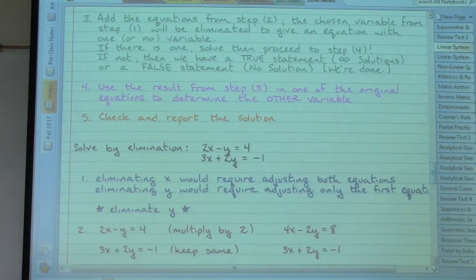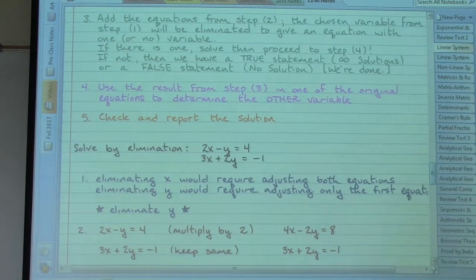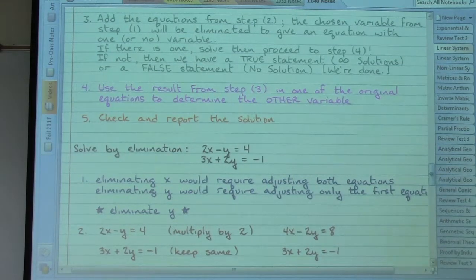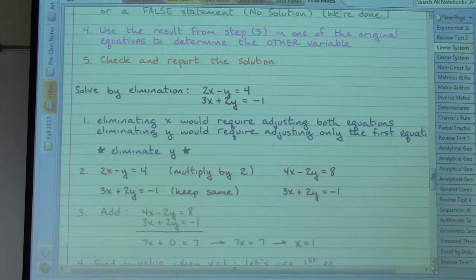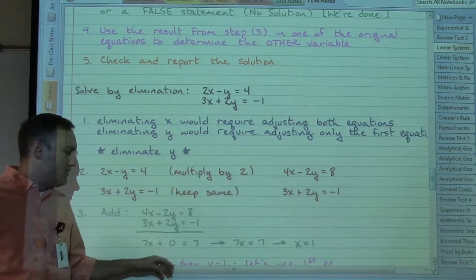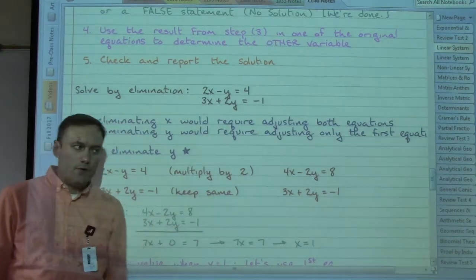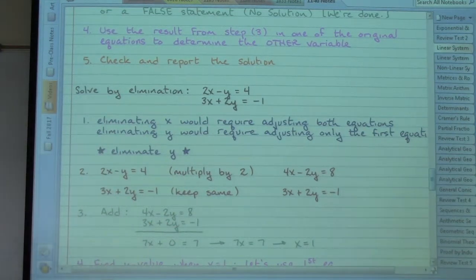Now we can see over there with those equations on the right side, we can add those together, and when we do, we'll get 7x. The y's cancel out. So 7x equals 7. Well, very quickly then, that means x is equal to 1. And using that particular value, we can now figure out what y is.